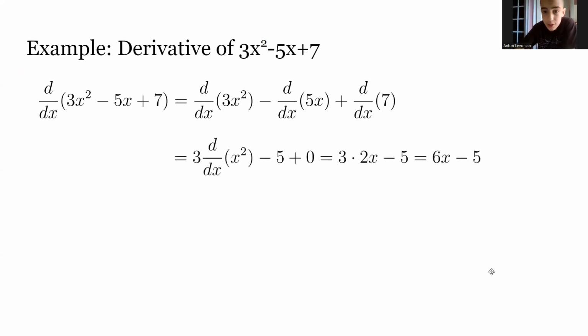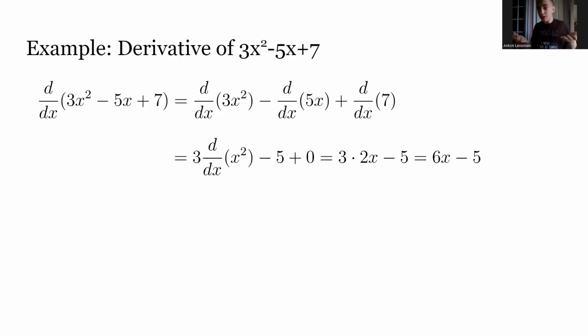Then we can say that 7 is just a constant, so its derivative is 0. 5x is a linear function, so its derivative is 5, the coefficient of the x term. And once again, we have to pay attention to this minus sign. We're subtracting the 5 off. And then we can pull this 3 out of the derivative. And then using our previously derived fact that the derivative of x squared is 2x, we get that the final answer is 6x minus 5.